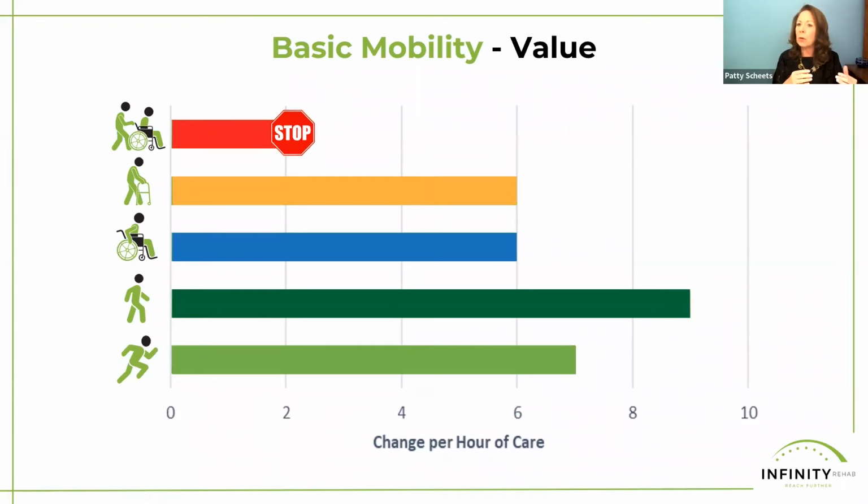So when we employ compensatory strategies, which we can do here with our basic mobility measure, we see a lot more consistency across these bottom four groups in our value metric. So given the amount of change that we're making relative to that cost that we are representing by hours of PT and OT, we're coming out pretty consistently in all of the groups except that red group.